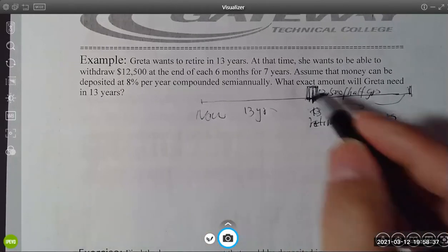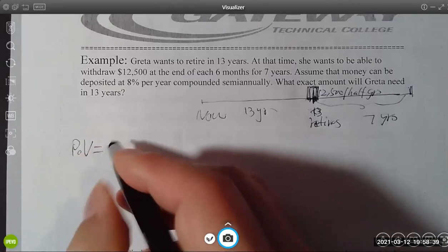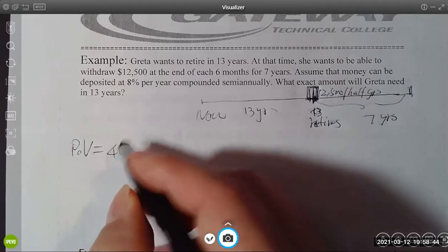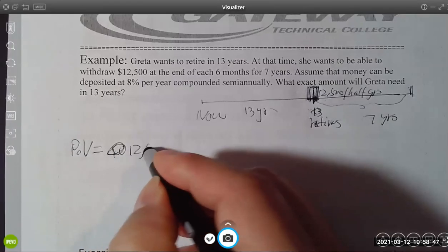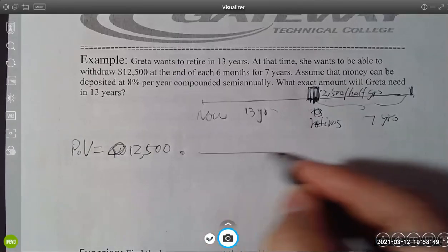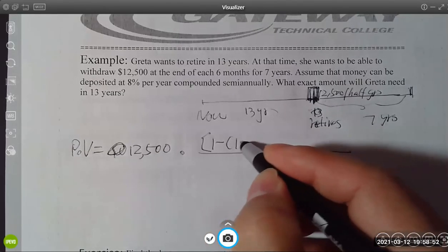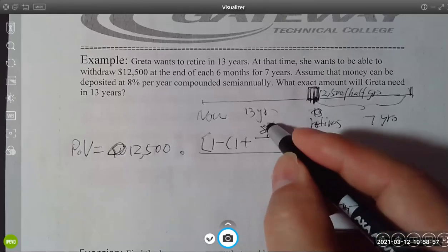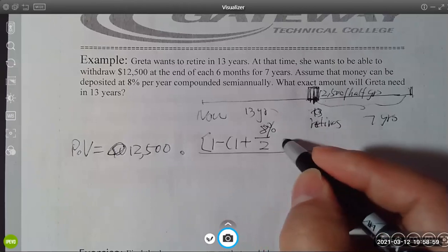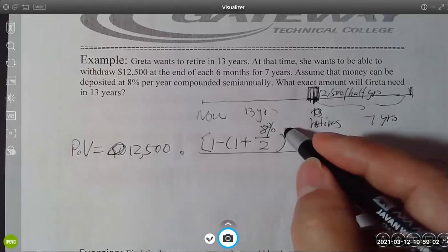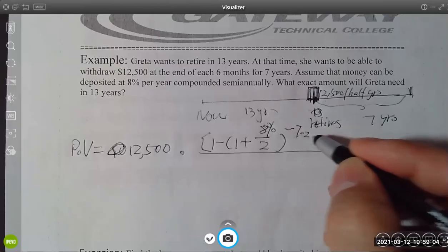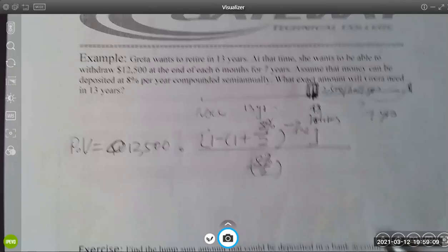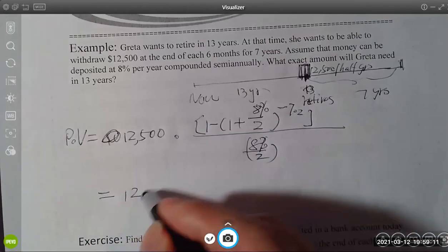So we're looking for a present value of annuity again, equals the withdrawal amount. Is that 4,000? No, this time it's 12,500. The 4,000 was for the last one. Then 1 minus 1 plus 8%, compounded every half year. That means k equals 2. And she has 7 years of time, negative 7 times 2, over 8% over 2. So let's simplify it a little bit, 12,500.